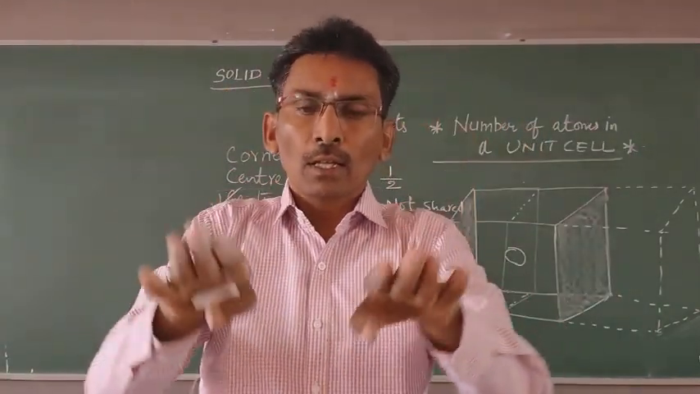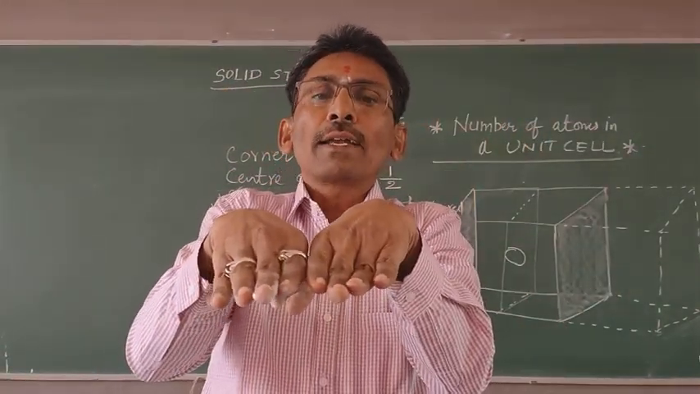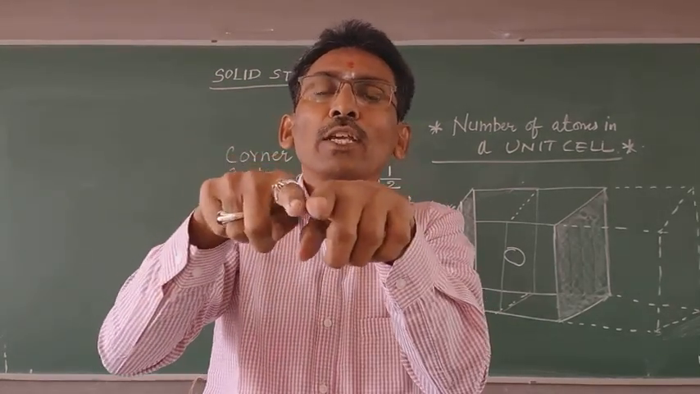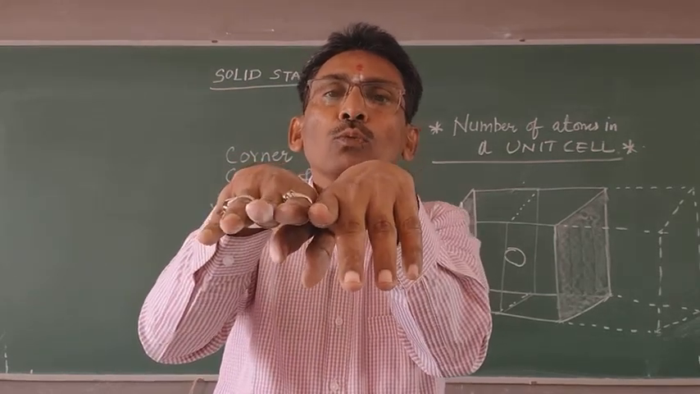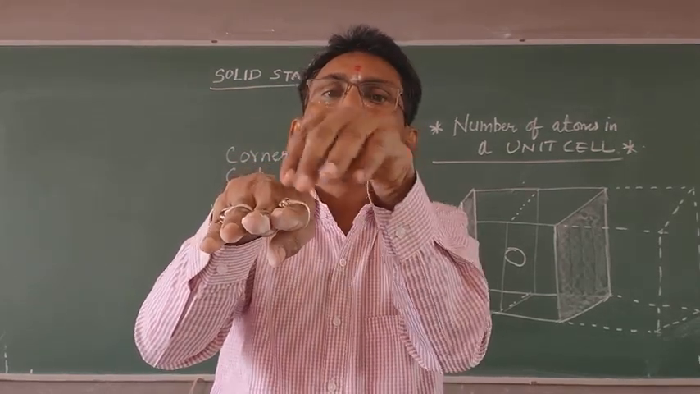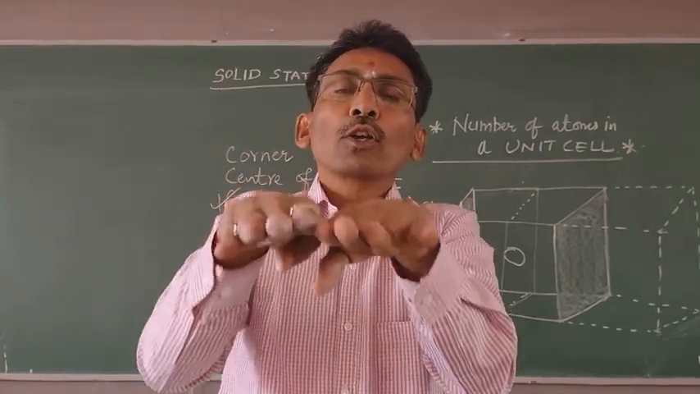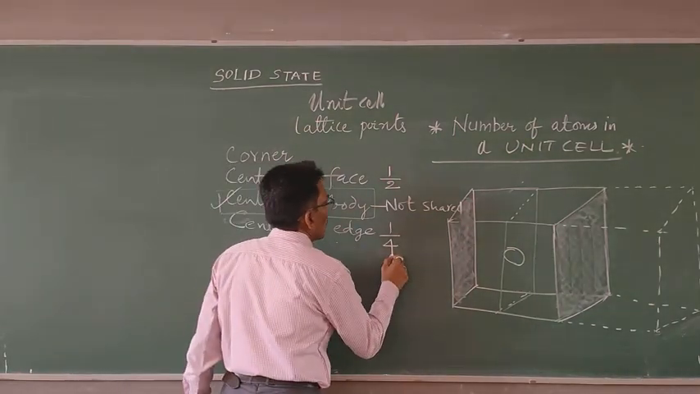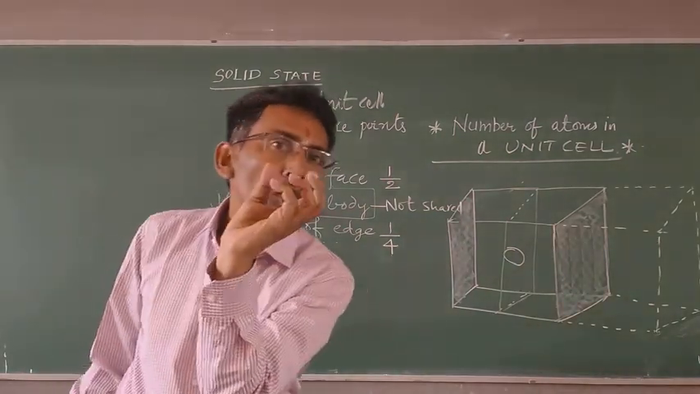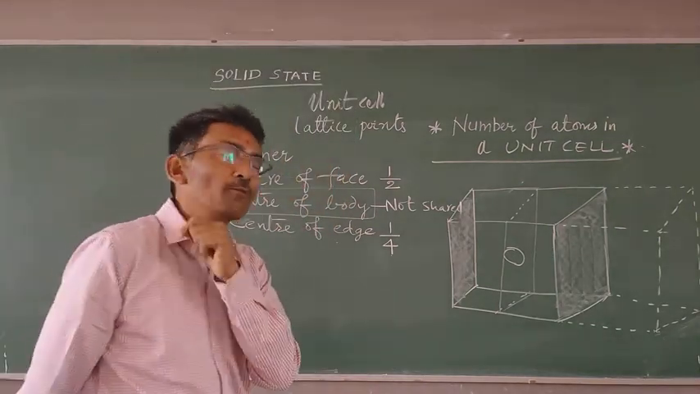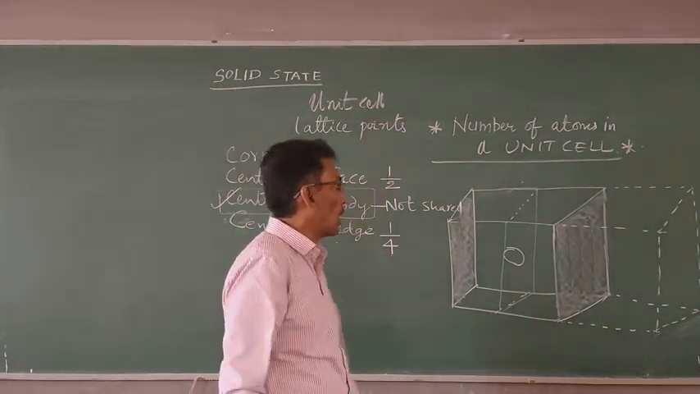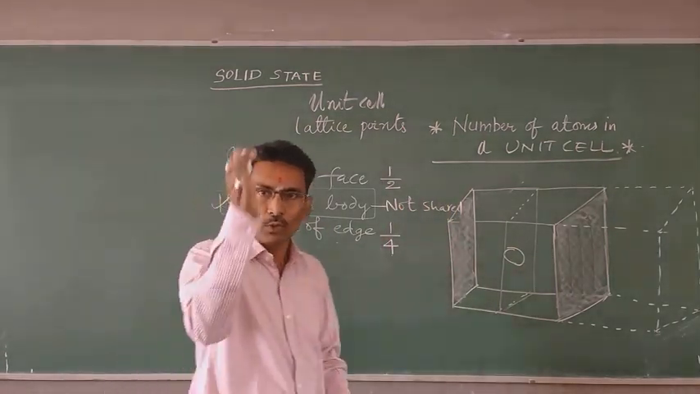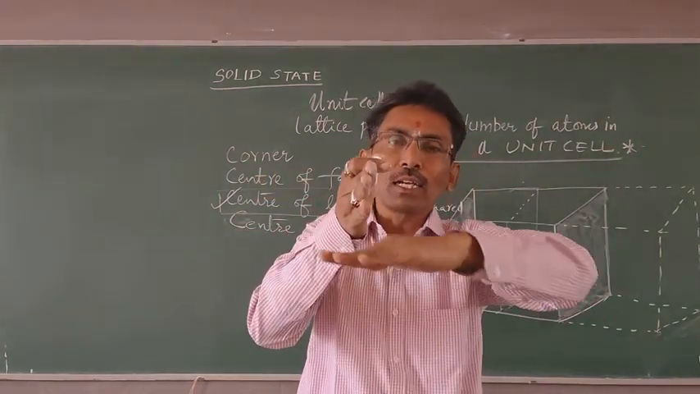You just keep 2 books like this, and a 3rd book on this one, and a 4th book on this one. So this edge, here the edge is shared between 2. This is 2-dimensional; in 3-dimensional, above this one, another one, making 4. So the particle at the edge is shared by 4 unit cells, and each has how much portion? 1/4 portion is the result.